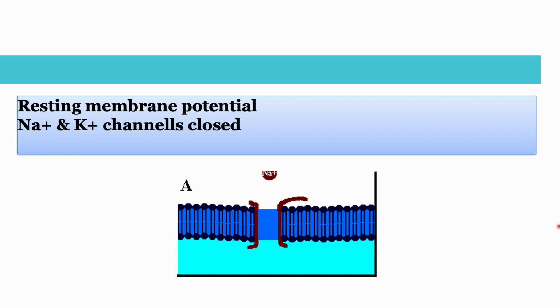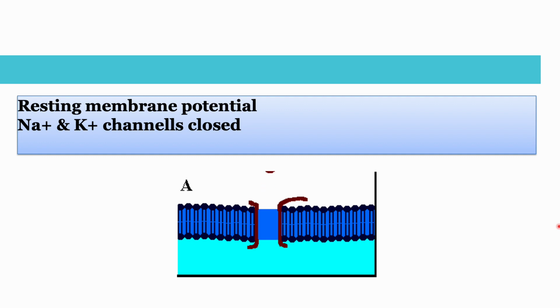At rest, the inside of the neuron is negatively charged relative to the outside. So what did we say before this was? We said that this is typically around minus 70 millivolts. We're going to use this for our example for the rest of this lecture. And why does this happen? It happens due to the differential permeability of the cell membrane to different ions.